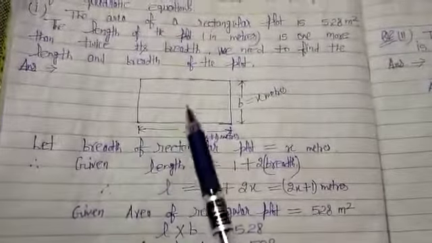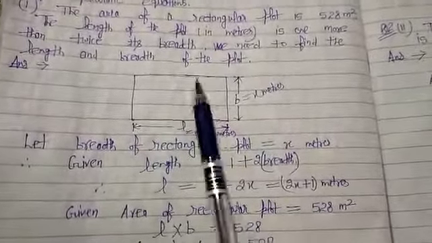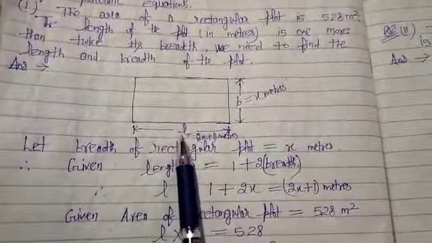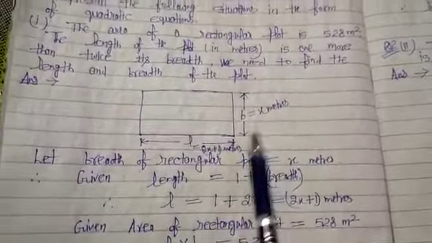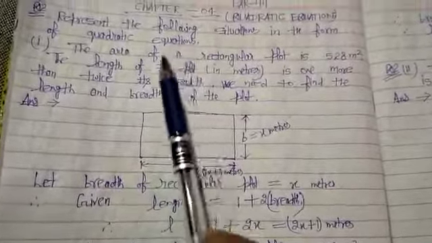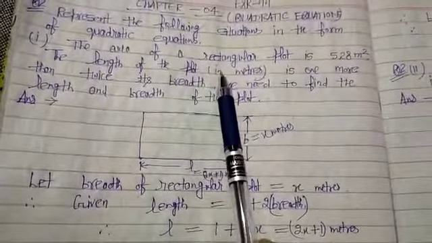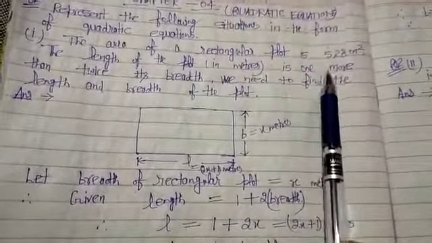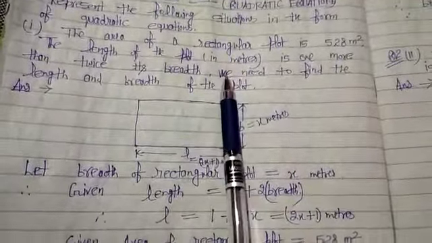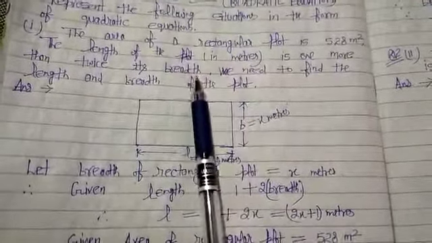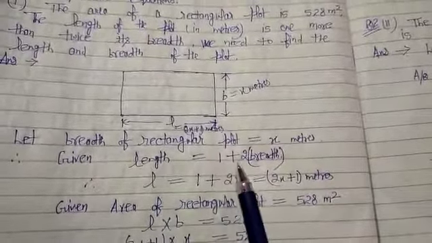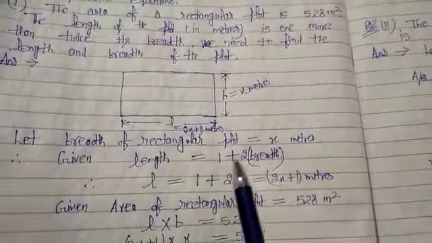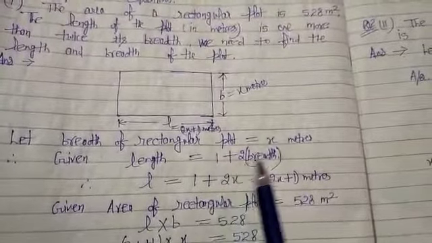So in the solution part, I've taken a rectangular plot. Let us suppose this is its length and this is breadth. It is given in the question the length of the plot is one more than twice its breadth. So let us suppose that first breadth is x. Length is one more, means plus, twice its breadth.